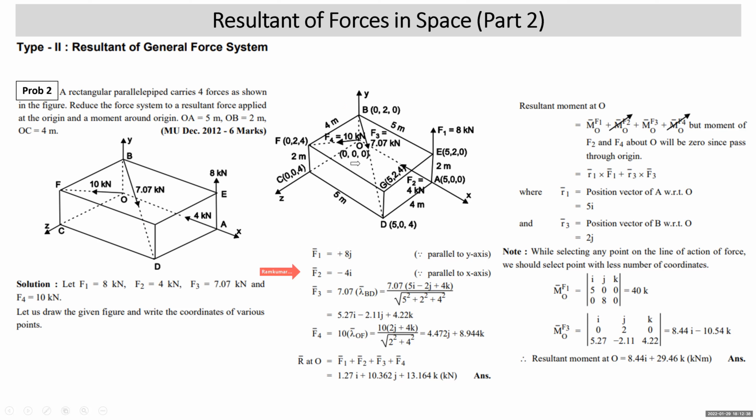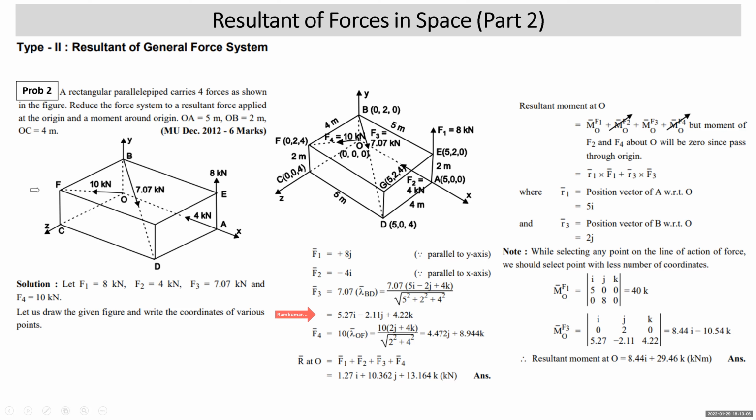Then we come to force F3. F3 is acting from B towards D, right? So 7.07 into lambda BD. BD means D minus B. D is (5, 0, 4), B is (0, 2, 0). So 5 minus 0, 5i. 0 minus 2, minus 2j. 4 minus 0, 4k. Right? Divided by mod of it, then you get the F3 bar.